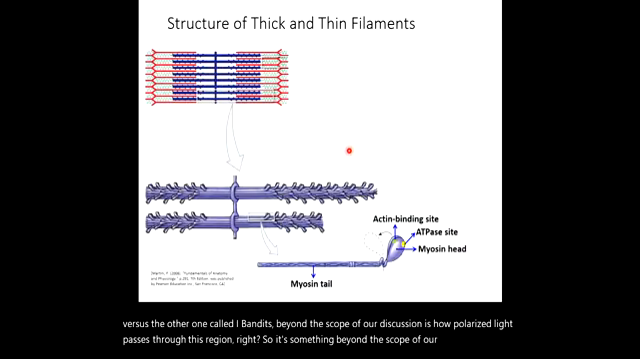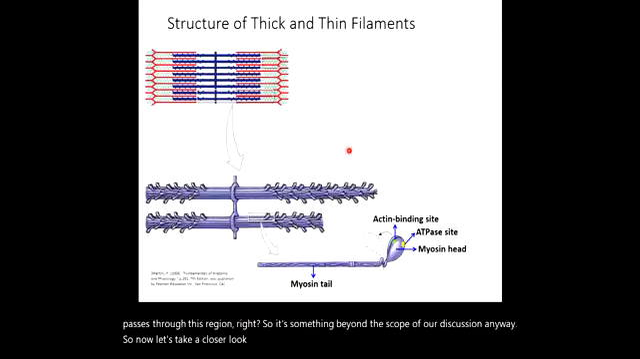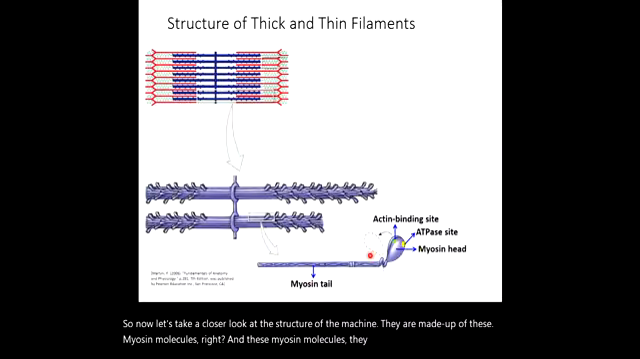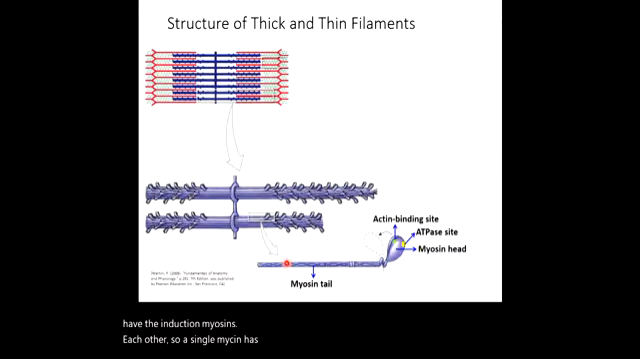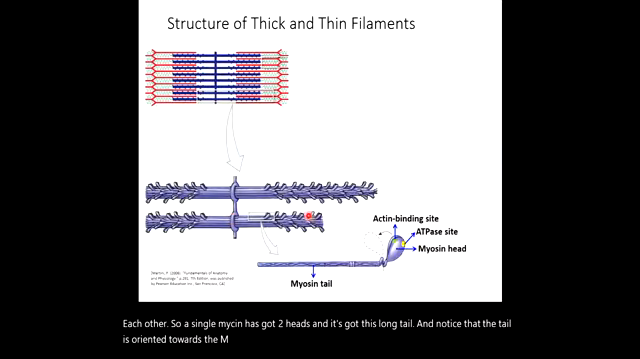Anyway, now let's take a closer look at the structure of the thick filaments. You see that the thick filaments are made up of these myosin molecules, and these myosin molecules have two heads. This tail is where you have the individual myosins wrapped with each other. So a single myosin has two heads and this long tail. And notice that the tail is oriented towards the M line, whereas the heads are oriented towards the Z line.